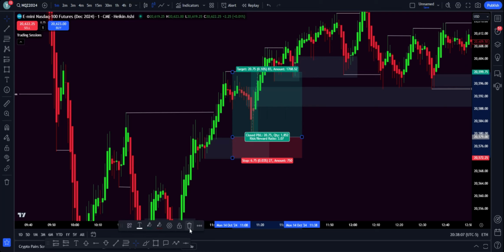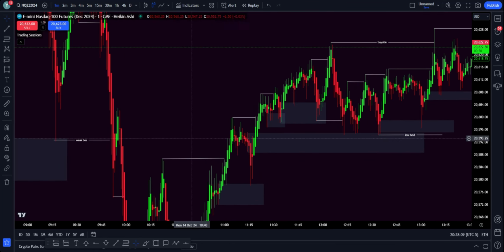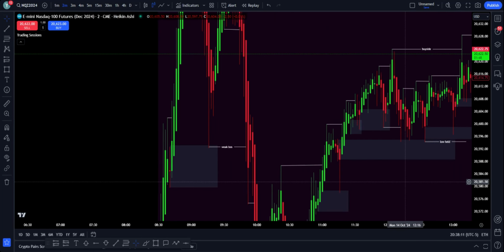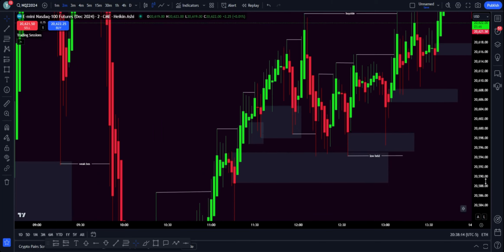Targeted as high back. Yep, 1 to 3 on here. So let's go to the 2 minute again, because like I said, the 2 minute is where we prefer to trade. So on the 2 minute, same thing happened again.